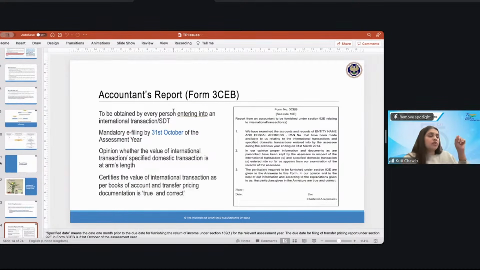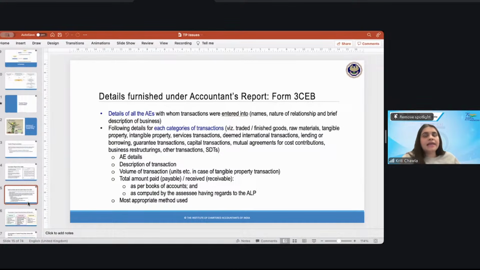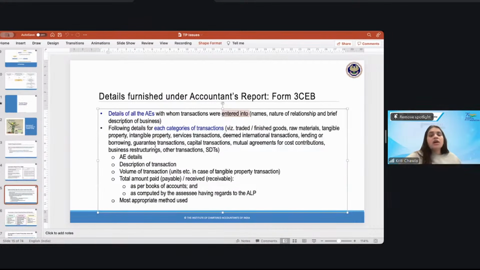And then there will be a drop down menu which will say under which clause, those 13 instances that we discussed. So under which instance is the associated entity associated. So that is what it will talk about. Then there will be the next part, which will talk about the international transactions. So clause by clause, it will talk about different international transactions that have been undertaken, and it will talk about details of all associated entities with which international transaction has been entered into.